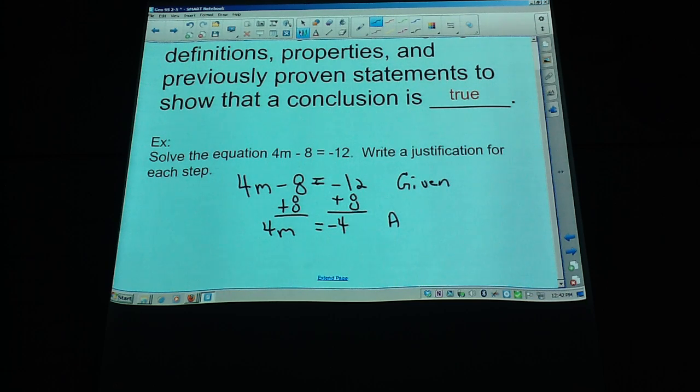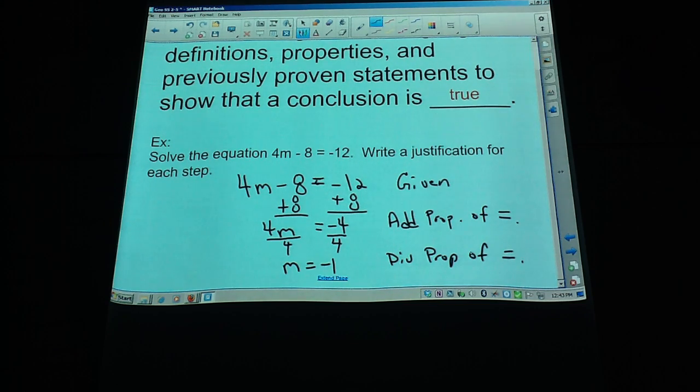So this would be the addition property of equality. And you can go ahead and abbreviate like this also. And then we still need to get rid of the 4. What allows us to do that, the opposite of multiplying, would be dividing by 4. So we'd have m equals negative 1. And what we use to get to this would be the division property of equality.